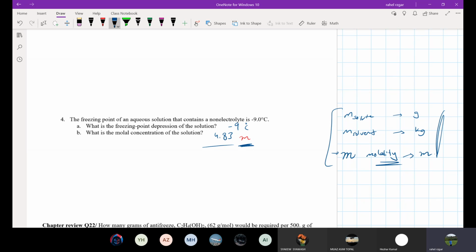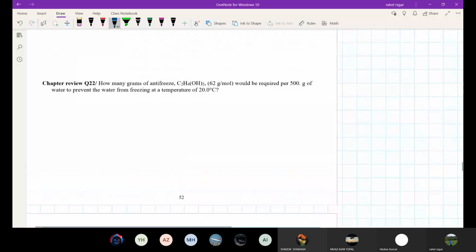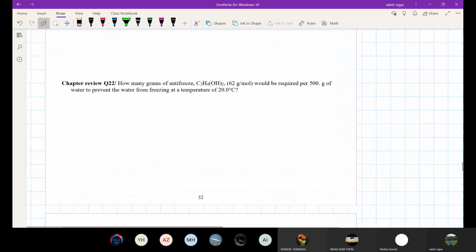Let's look at something else. Another question. Question 22. This one, please add minus 20 Celsius. All right, change it to minus 20 Celsius. I don't know why the minus is not written, but it is minus 20. All right.